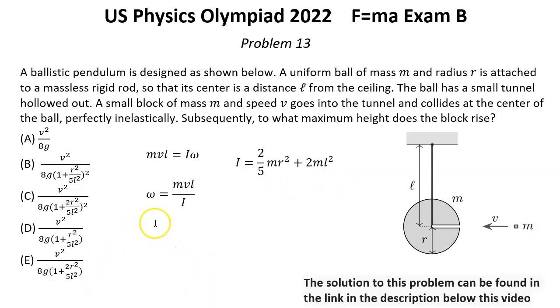So it means that omega equals mvL over I. Let's write the expression for kinetic energy, because after the collision this kinetic energy goes into potential energy for the whole system. That will be 1/2 I omega squared, and after insertion of this omega we will have this expression, and this must be equal to 2mgh, which is the potential energy for the whole system.